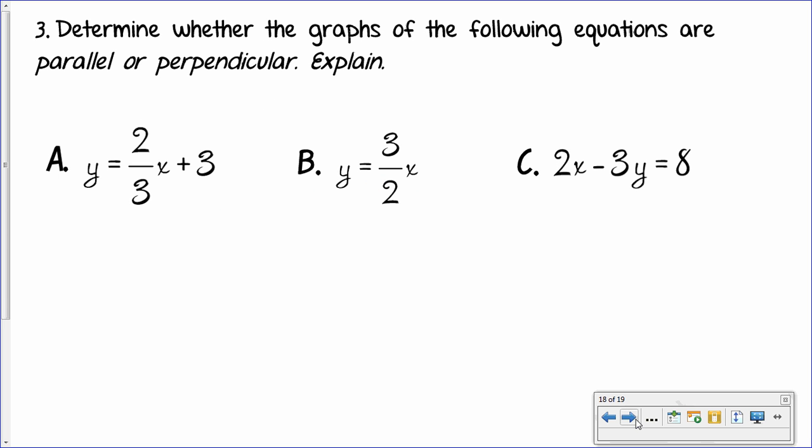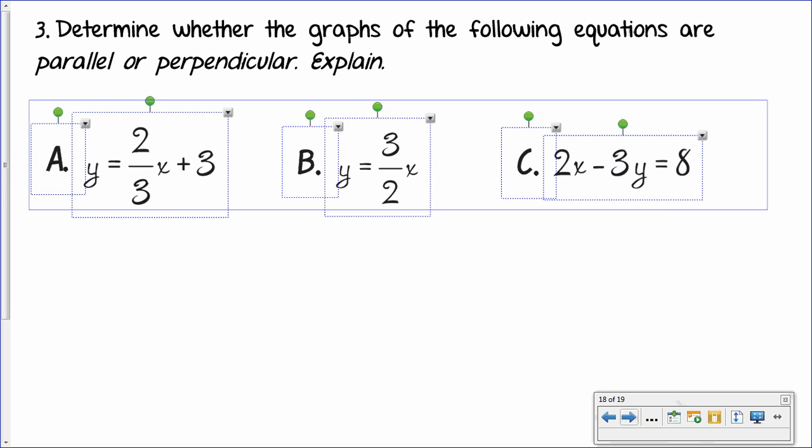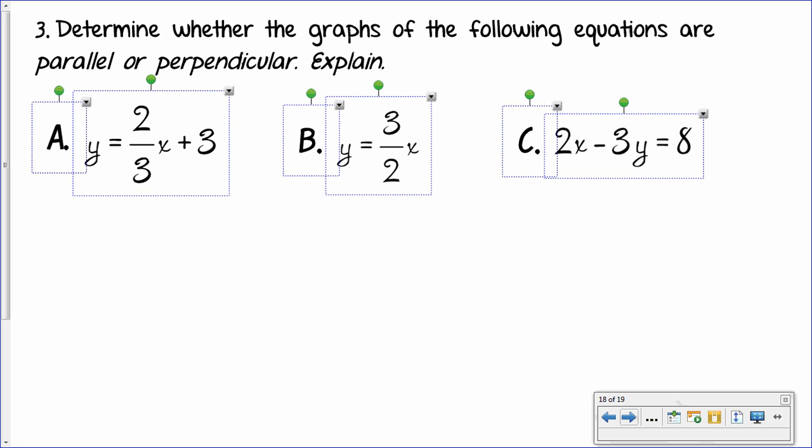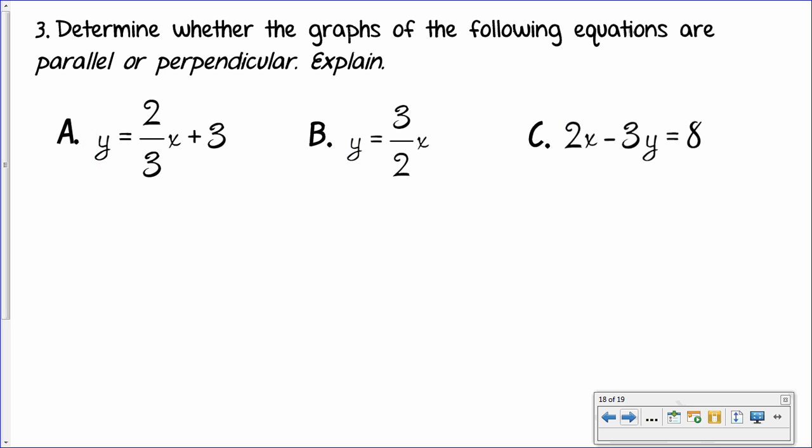Okay, determine whether the graphs of the following equations are parallel or what? Perpendicular. And I've already labeled them for you. Looks awful nice to me. You're welcome. No kudos or nothing? Thank you for the warning. You're very welcome, Ramon.